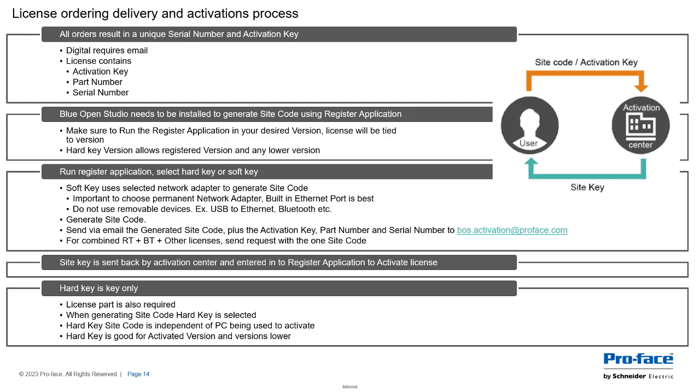Okay, and again, the hard key is the key only. You still need the licenses. Really, what you're doing in the tool is just selecting a hard key versus a soft key. And again, the hard key site code doesn't matter what PC you're doing it on. It's binding itself to the key. And like we made the point before, the hard key is good for activated versions and versions lower.